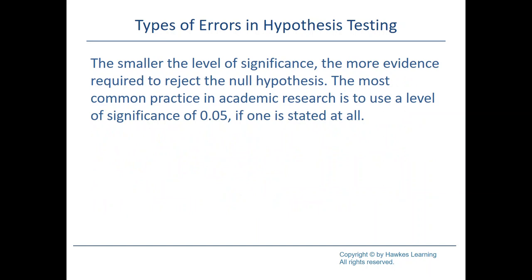Now, the most common practice in academic research is to use a 5% level of significance. That's if there is not one stated. If one is stated, we use whatever's stated, but if there is not one, we just assume it's 5%.